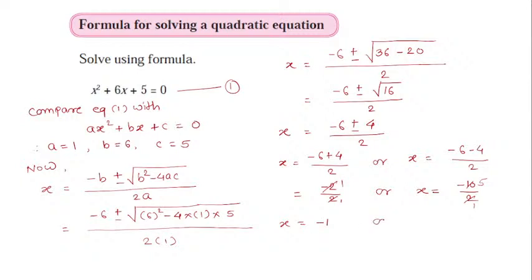Or x is equal to, here also the negative sign is there. So x is equal to minus 5. So these are the two solutions. x is equal to minus 5 and x is equal to minus 1 for the given quadratic equation. And here we have used the formula method.